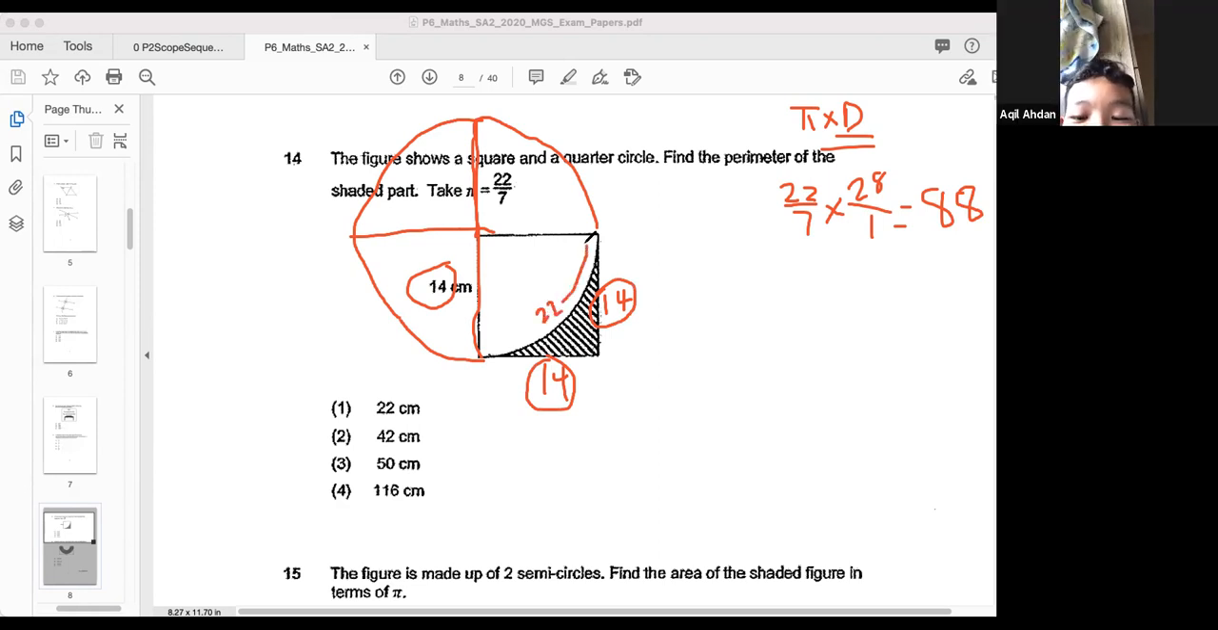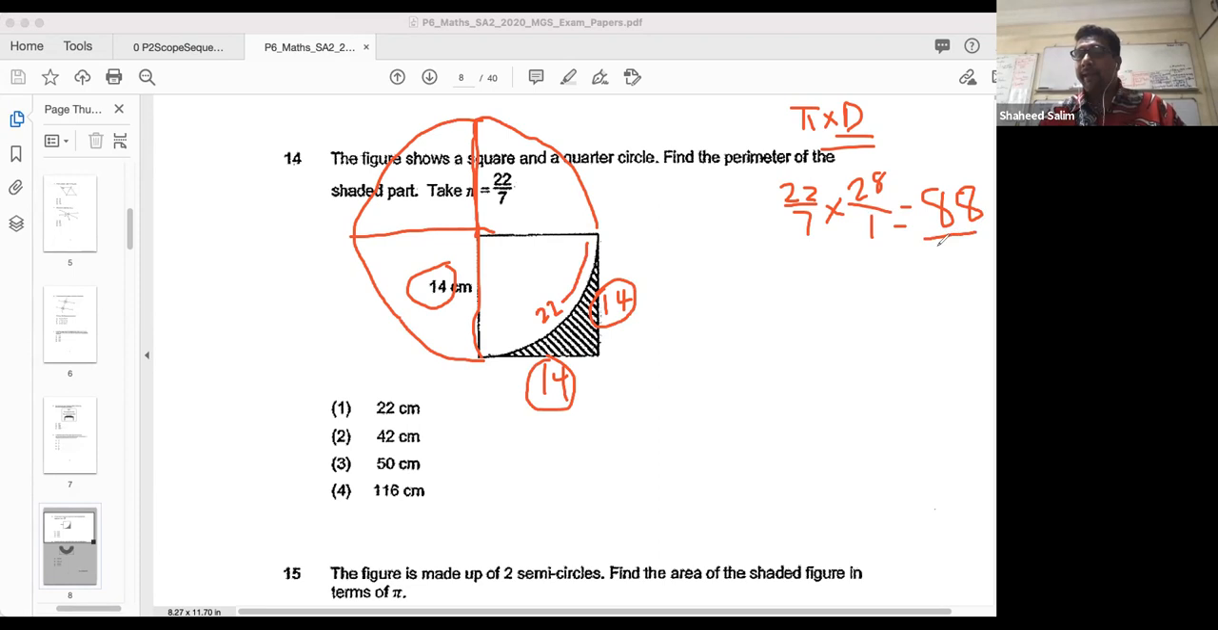Whether you're correct. Now, after you get 88, Shakil, you must divide by 4. Why? Because you only want 1 part. There are 4 down here: 1, 2, 3, 4. So you divide by 4, you get 22. Then you plus 14 and then plus another 14. And Akhil is correct, you get 50.